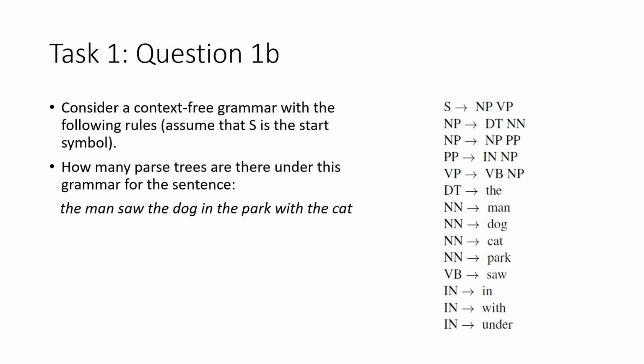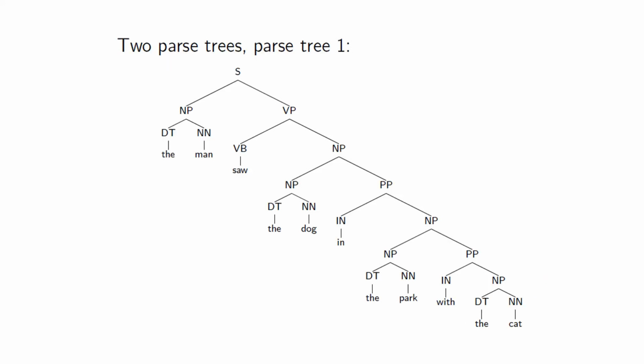Another question, question 1b, which refers to the same grammar from the previous question, where we assume that S is the start symbol, is: how many parse trees are there under this grammar for the sentence, "The man saw the dog in the park with the cat"? According to the specified grammar, we have two possible parse trees.